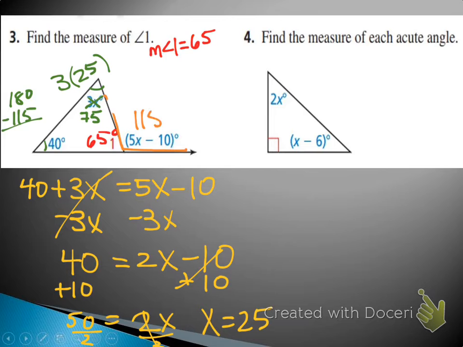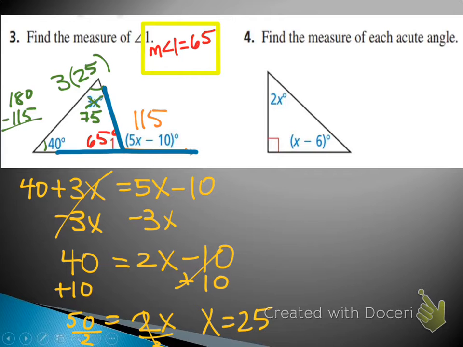So think about this. If the exterior is 115, what relationship does the exterior have with the adjacent interior? They're a linear pair, which means they have to add up to what number? 180. Does 65 plus 115 make 180? Yeah, that's how we got it in the first place. So either way you had done it, you would have gotten it correct.